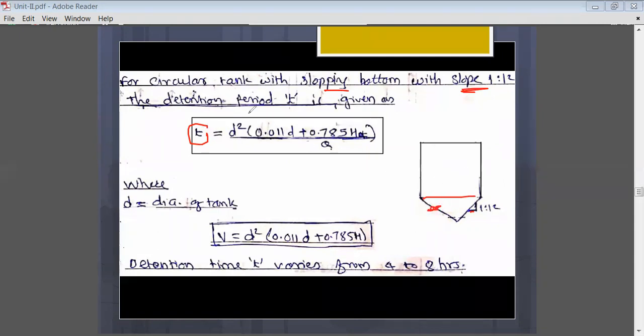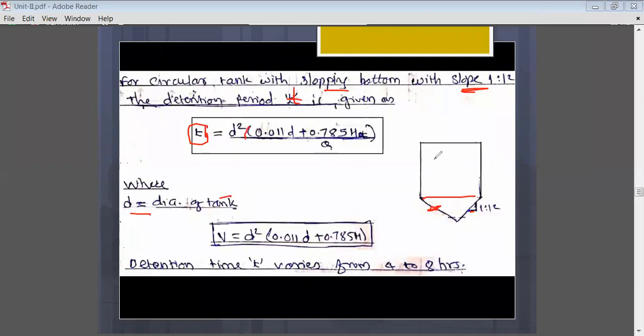In that case, the detention period or time is given by the formula T is equal to d square in bracket 0.00011 d plus 0.785 capital H, divided by Q, where d is the diameter of the tank.